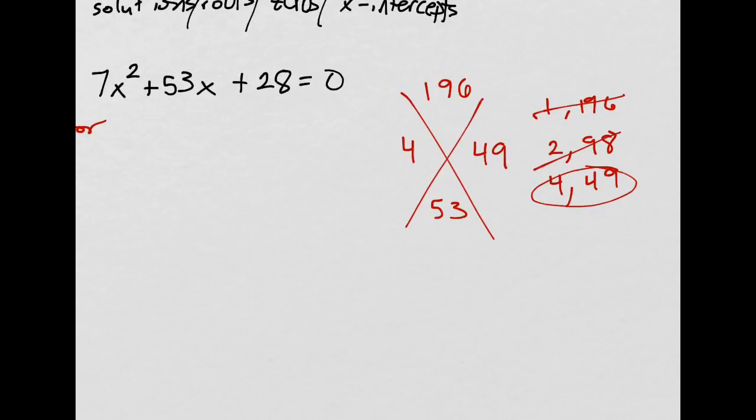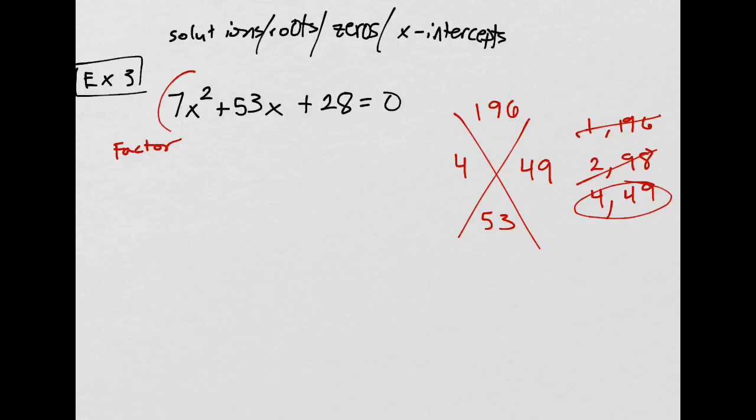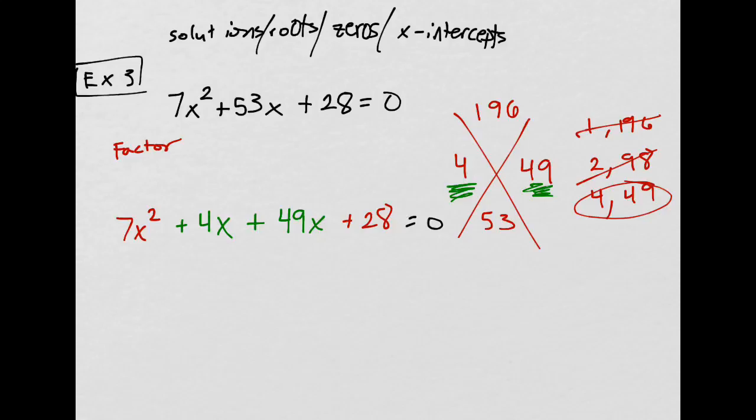Easy. Sweet. So now, what I do is I copy this down, 7x squared, and then these are going to replace this number. So I have to have plus 4x, because it's a positive here, plus 49x, because it's a positive here as well, so I do plus. And then after that I do plus 28, and I still have equals 0. I really am not paying attention too much to the equals 0 at the end, though I do need that. Alright, and then I separate everything.